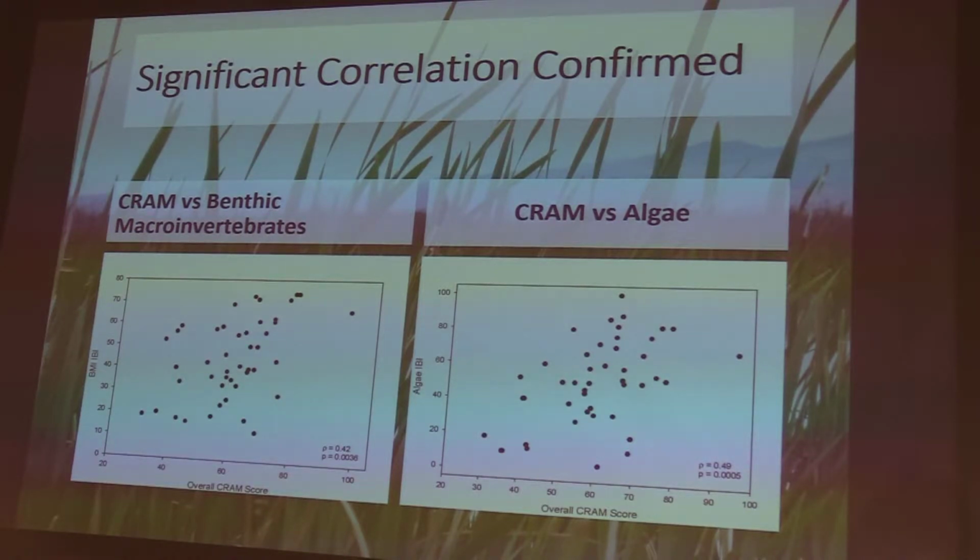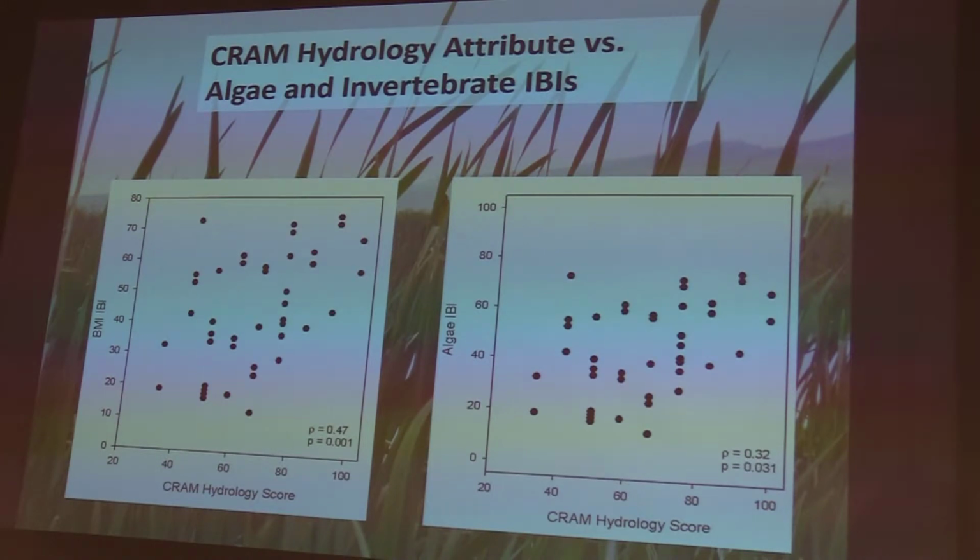So we were really happy with that because it really shows that the Depressional CRAM module is measuring some of the same things that the biota are responding to. We also drilled down to the attribute level and looked at correlations with individual CRAM attributes and some of these level 3 measures that we used.